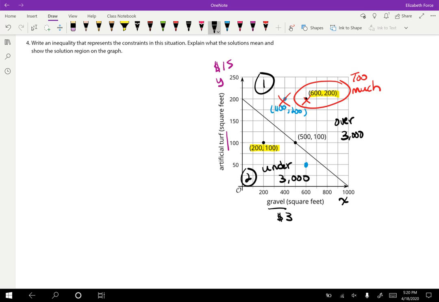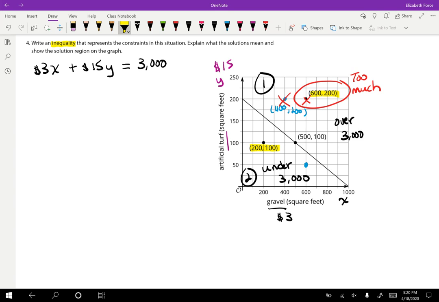Our equation from before was $3, right, per square foot for gravel. And then it was $15 per square foot for artificial turf, and her budget was $3,000. So this is our equation, but now this question number 4 wants us to actually write an inequality that represents the constraints in this situation. We want to explain what the solutions mean and show the solution region.